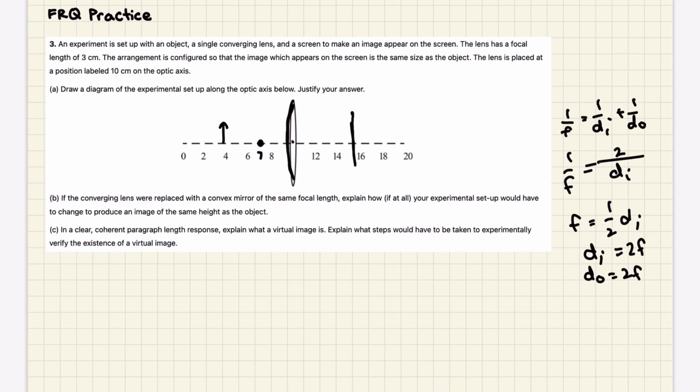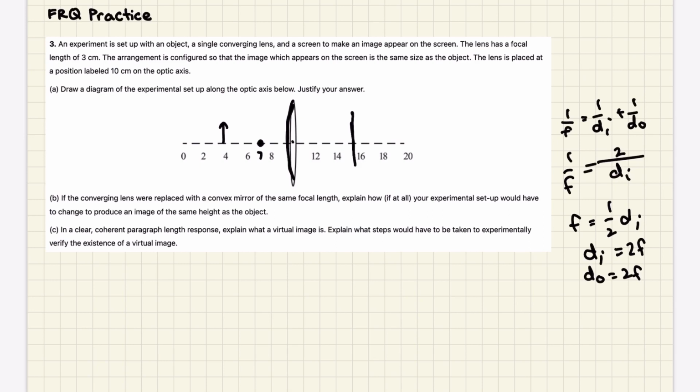Okay, and part C, in a clear, coherent paragraph-length response, explain what a virtual image is. Explain what steps would have to be taken to experimentally verify the existence of a virtual image. This is just one example. It's going to be a paragraph-written response, so I'm not going to actually write it down. I'm just going to say it out loud.